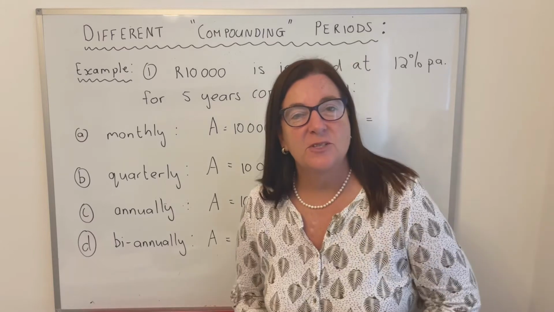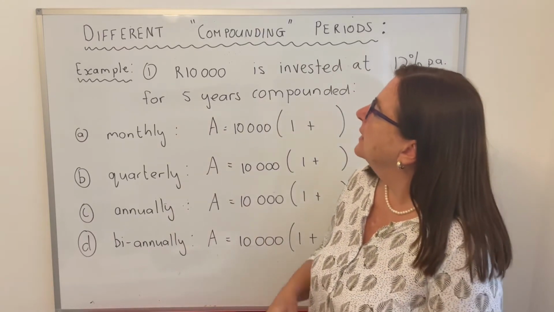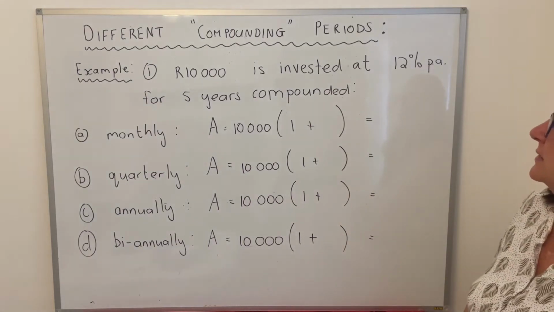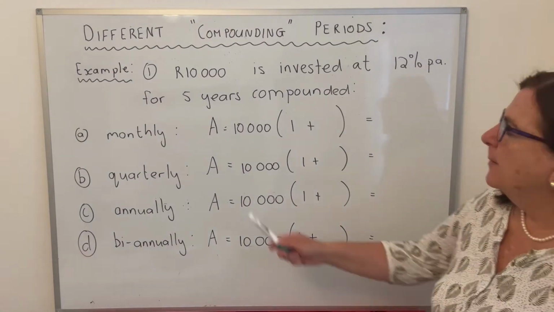Okay, now we're going to move on to this practical example. So I have 10,000 Rand invested at 12% per annum for 5 years, compounded monthly.